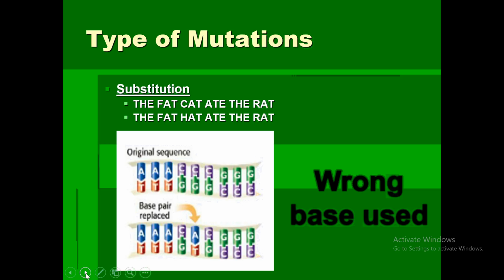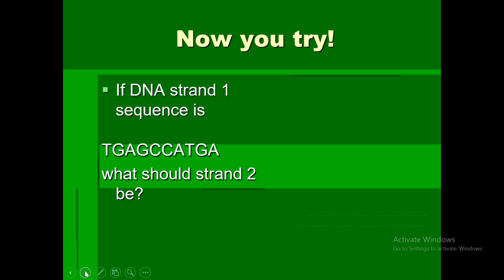All right, so now you're going to try. On your own, on your notes, you have this. If DNA strand 1 sequence is this, what should DNA strand 2 be? Go ahead and do that now. That's the complementary strand.